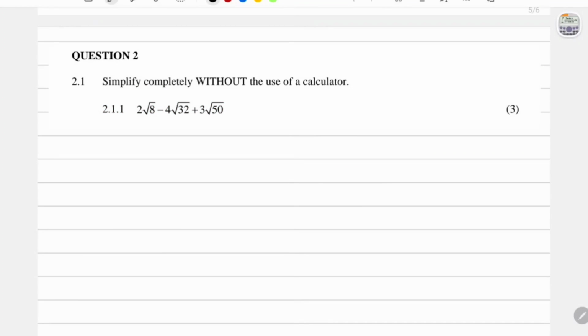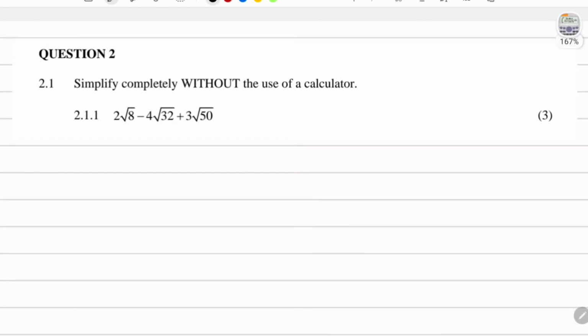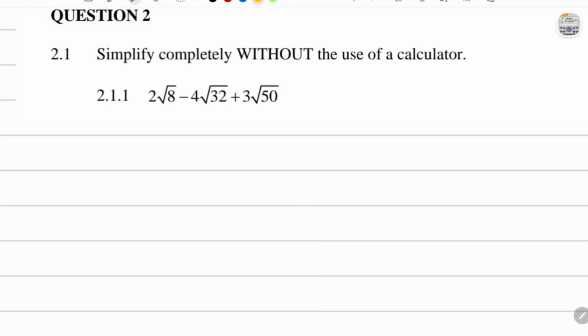Okay, so finally we are on question 2. And question 2.1 says simplify completely without the use of a calculator. So as you can see, they've given you a question with surds in it, and you have to simplify this expression. When you look at this, how many terms are there in this expression? There are 3 terms, because remember, terms are separated by plus and minus signs.